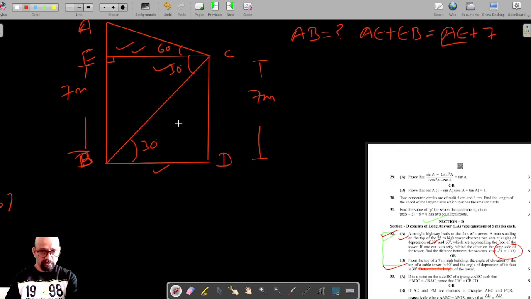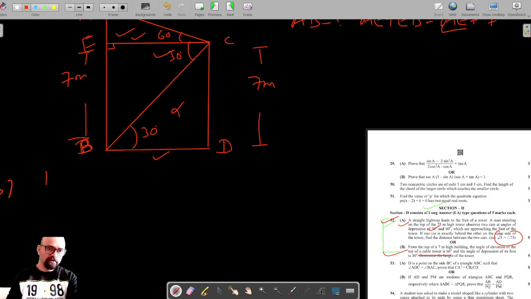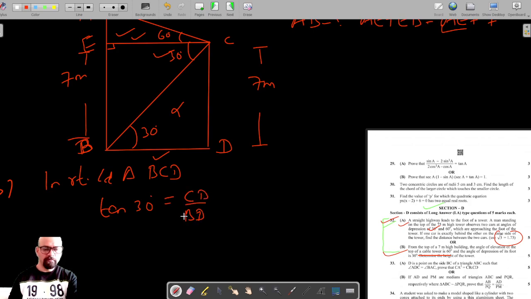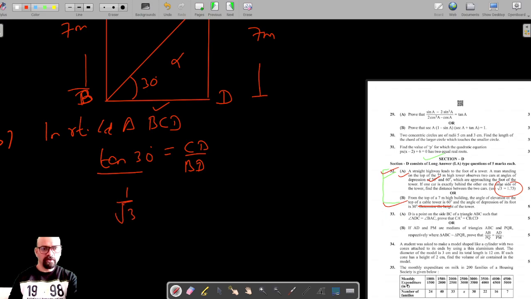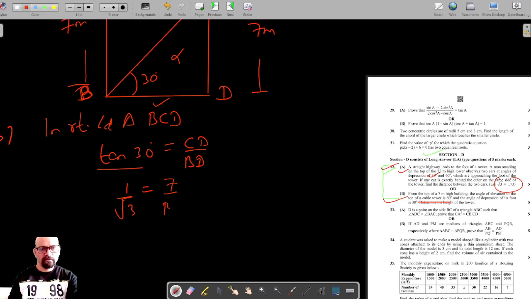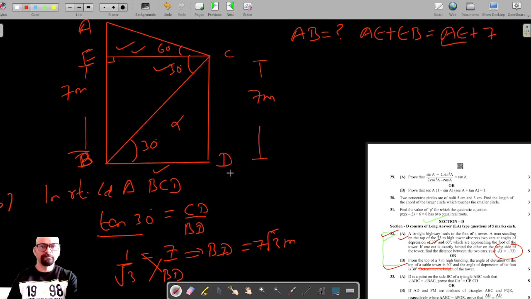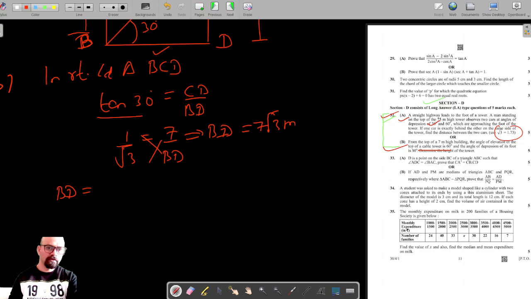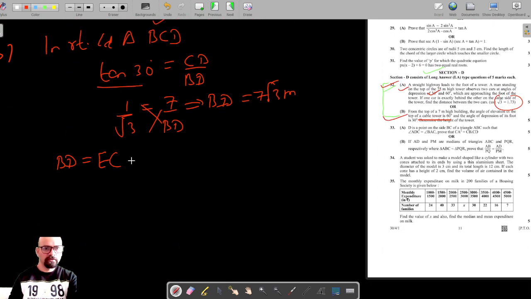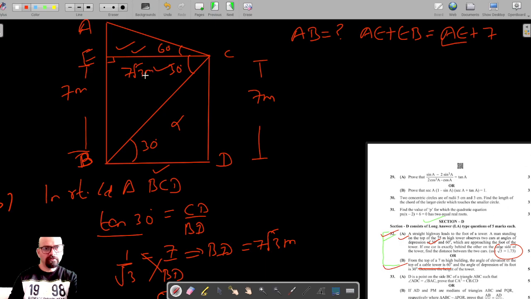So let's get started with the triangle BCD. In right angled triangle BCD, we are going to use the tan ratio, tan of 30, which is CD by BD. So tan 30 is 1 by root 3, CD is 7. This will give us BD. If we cross multiply, this gives us BD is equal to 7 root 3 meter. Now, BD is equal to EC is equal to 7 root 3 meter. So we have got EC as well, which is 7 root 3 meter.